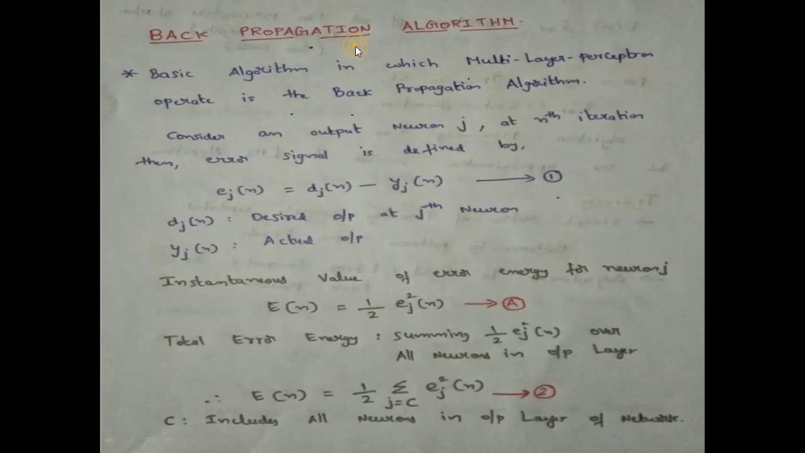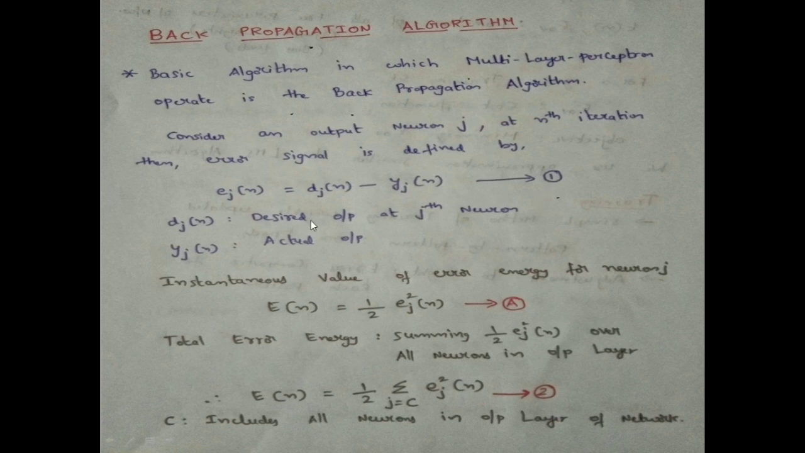Backpropagation algorithm. The basic algorithm in which the multi-layer perceptron operates is nothing but the backpropagation algorithm. Let us consider an output neuron j at the nth iteration. Then the error signal is defined by e_j(n) = d_j(n) - y_j(n). Let us consider this as equation 1.